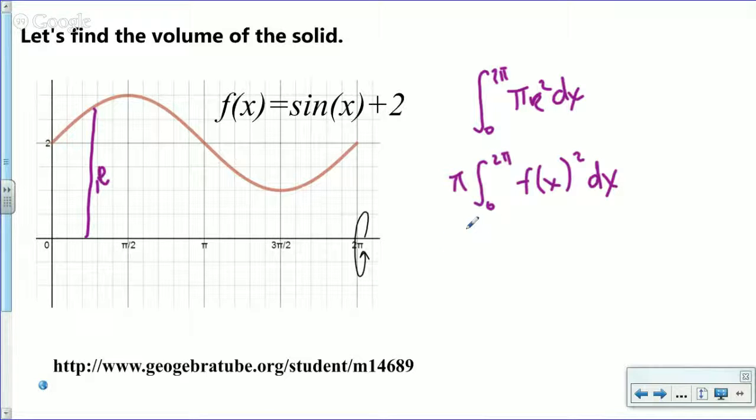Okay, that would be the setup for this solid. Okay, in your homework, you're going to be asked to actually find that integral by hand, but right now we're just going to look at setup.